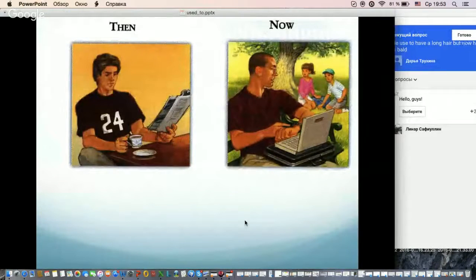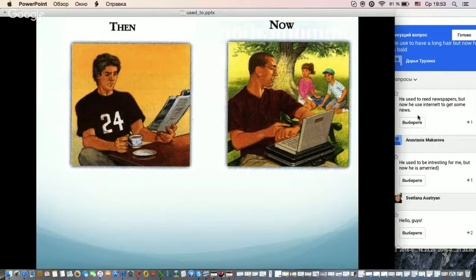Maybe anybody else wants to send me the example? I would be very glad. Right, Anastasia has sent, and Svetlana, thank you girls. So he used to read newspapers, but now he uses internet to get some news. So we should put S after use in the second part of the sentence, and we should say uses, because it's about the present simple tense, and we've got he as a subject, so we should say uses internet. But anyway, very nice example, thank you.